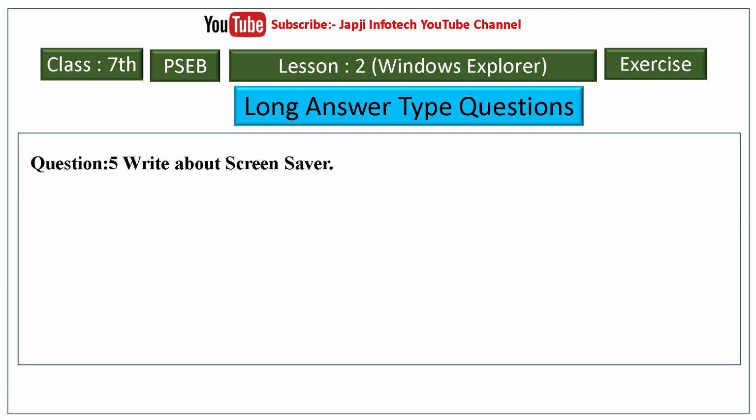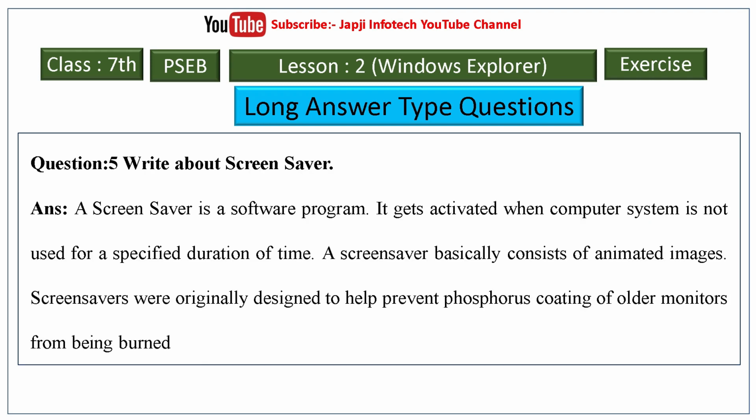And the fifth question is write about screensaver. A screensaver is a software program. It gets activated when the computer system is not used for a specified duration of time. A screensaver basically consists of animated images. Screensavers were originally designed to help prevent the phosphorus coating of older monitors from being burned.